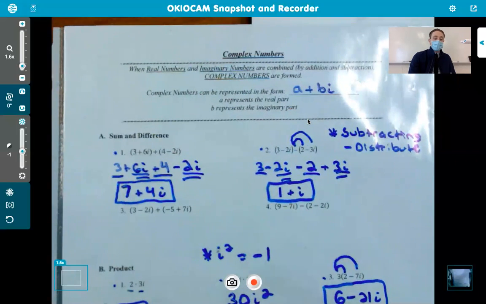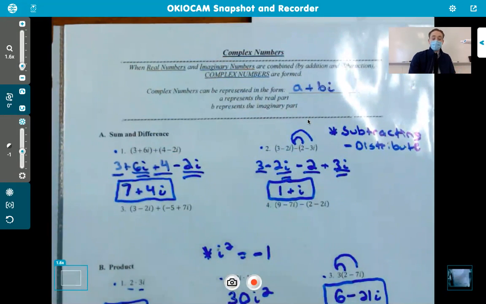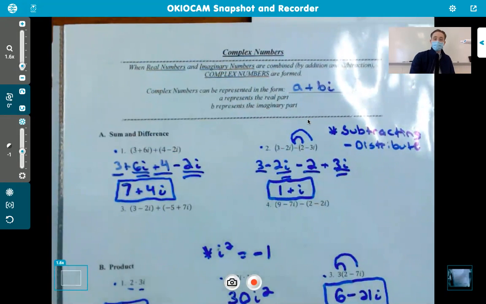That's all right. It's just a plus bi. So that's what a complex number looks like. All of these that we're dealing with are going to involve complex numbers. So the a is just a real number. And then like you said, the bi, so it's a number times i. So that's the imaginary part.